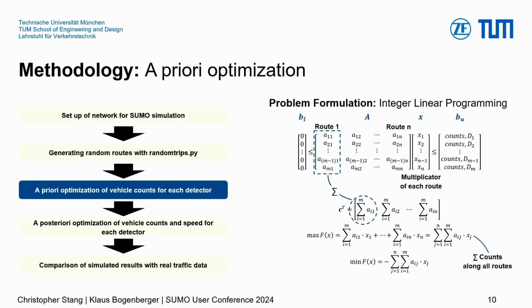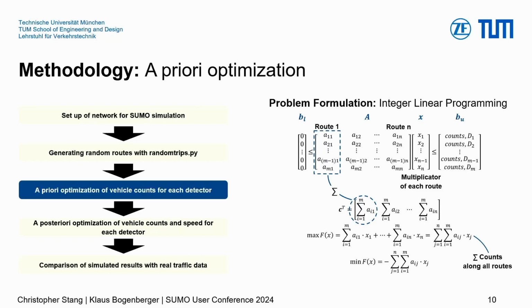So what you have to keep in mind from all the mathematical stuff is that we have a set of initial unique routes. We multiply them, considering the inequality constraints, and we optimize the sum of the vehicle counts along all routes to match the real vehicle counts.